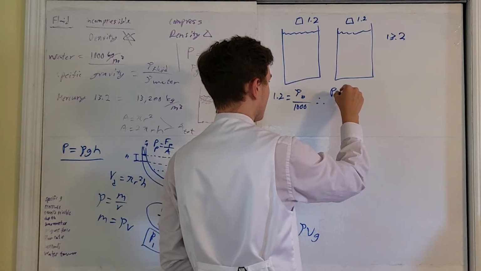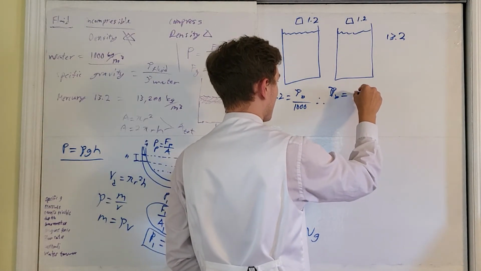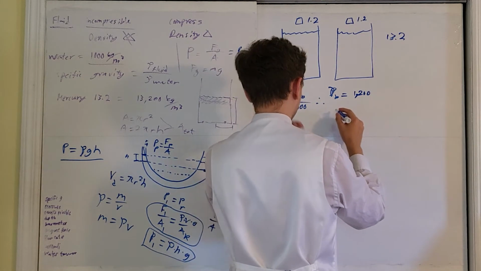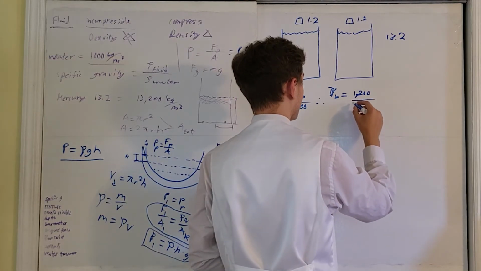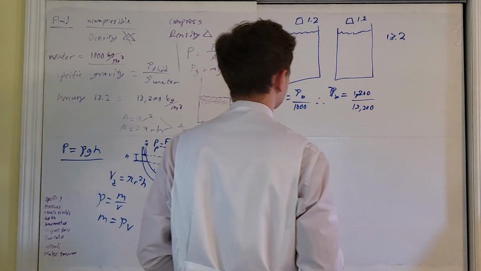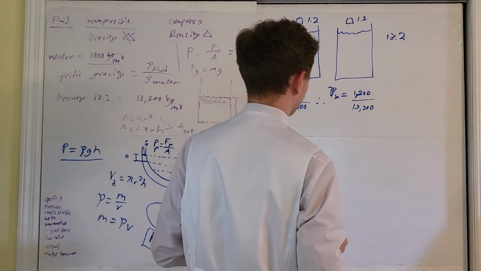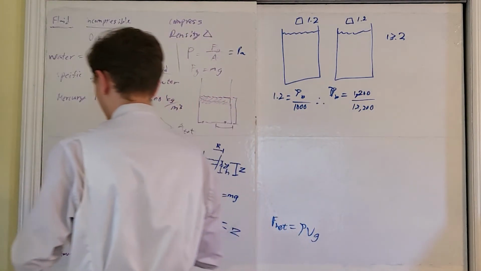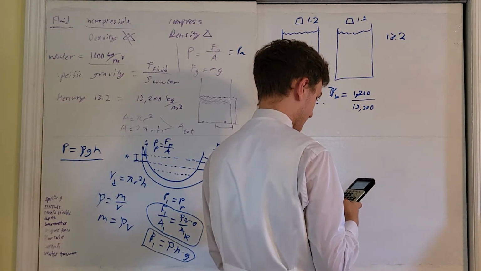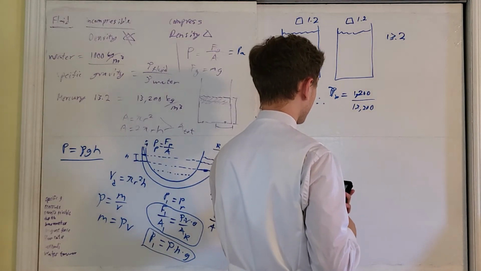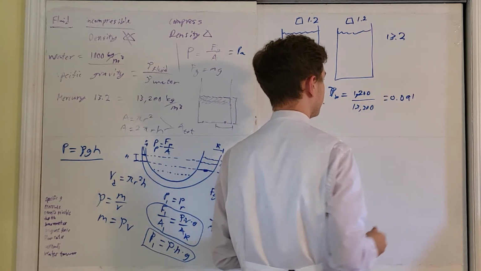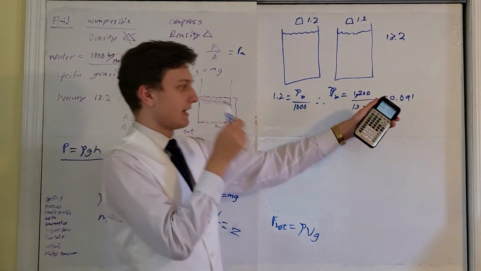Therefore, density of the block equals 1.2 thousand. And if we were to divide that by density of mercury, which is 13.2 thousand, the specific gravity of the block in mercury would end up being, let's bring out the calculator and do the calculation. Did I do that right? Yeah, I did that right. Specific gravity would be 0.091. Okay, and that's the other end of the spectrum.